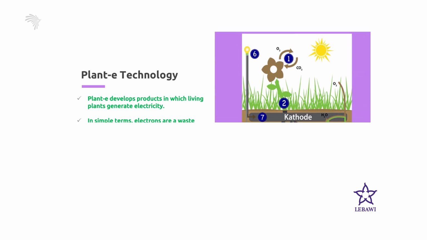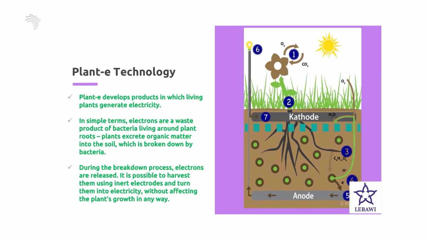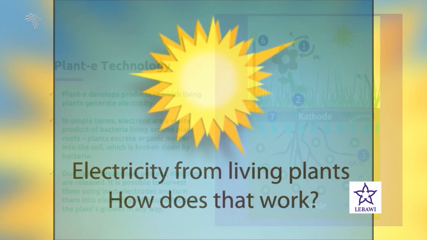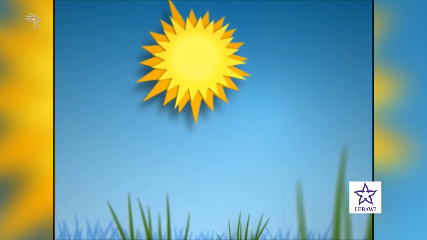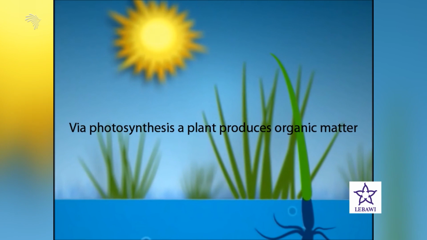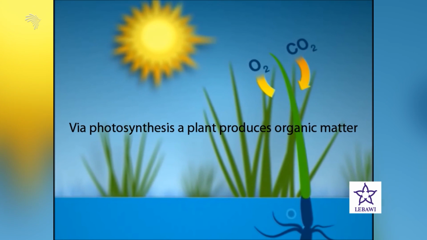Plantee Technology. Plantee is a technology that generates electricity using living plants. This technology was developed at Wageningen University and was patented in 2007.